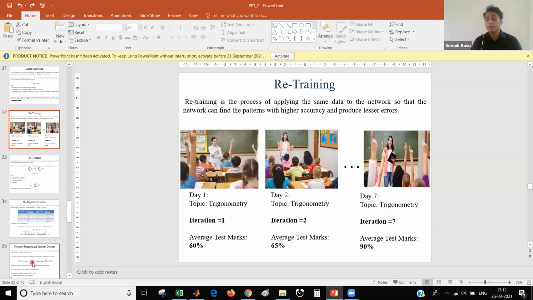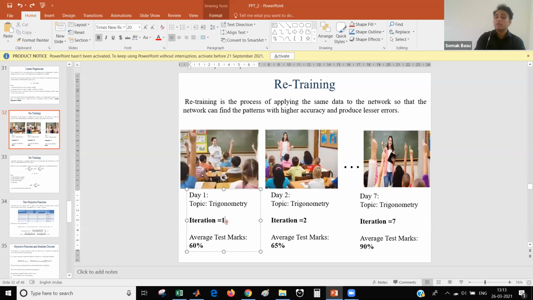Why do we need to retrain it? Let me give you one practical example. Suppose there's a mathematics class and students of 9th standard are learning trigonometry. Day one: sine theta, cos theta, tan theta, sine squared theta plus cos squared theta is 1, etc. On the first day, the students may not be able to grasp all the concepts of trigonometry. So the teacher takes a small test after finishing the topics.